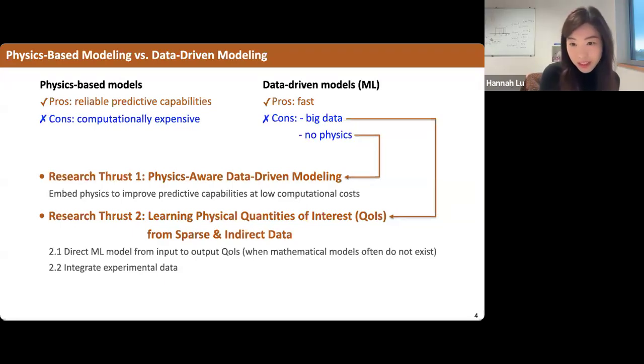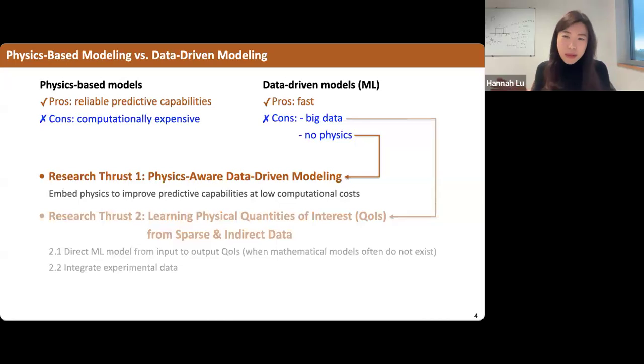I will go back to the specific application of CO2 sequestration and show you how we embrace this challenge in two projects. One is how to learn from spatially sparse quantities of interest directly when the mathematical models often do not exist. And the second is how to integrate with experimental data where measurement is often indirect and noisy. I'm going to go very quickly through the first thrust and go into more detail on the second one.